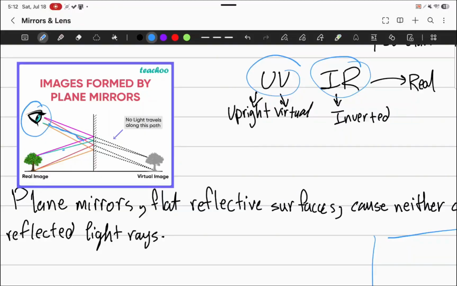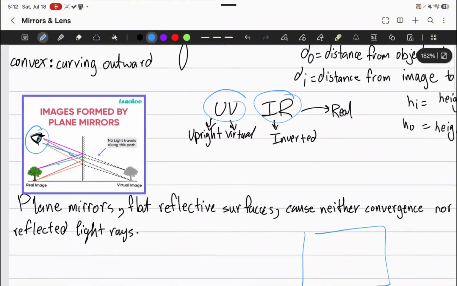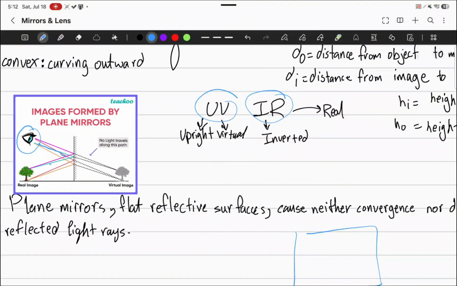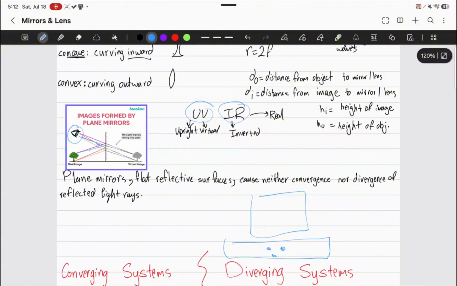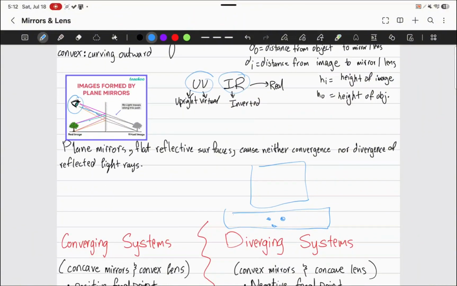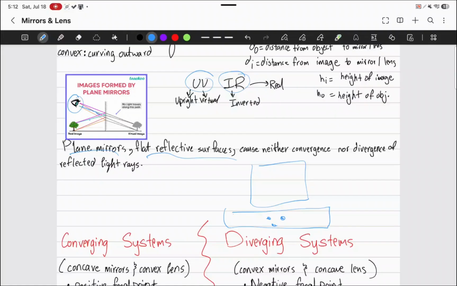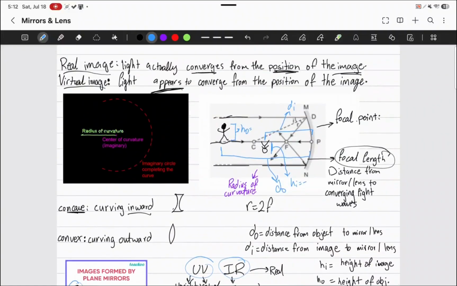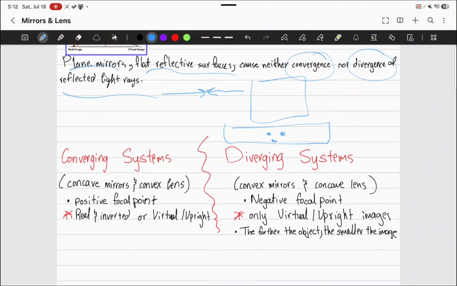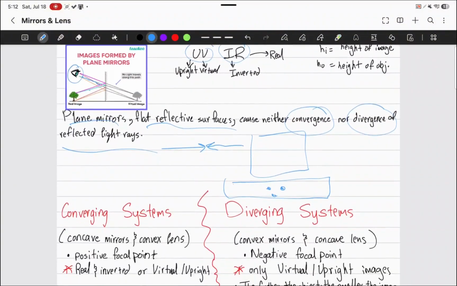And that's because mirrors are different than lenses. What counts as a virtual image is different than for a lens, because mirrors have their virtual images after them, while lenses are the opposite. And I'll explain that more later. So plane mirrors are flat reflective surfaces. They cause neither convergence nor divergence of reflected light waves. So light is just coming, it goes back the same way. It's coming that way, goes back the opposite way. Opposite to spherical mirrors and lenses.